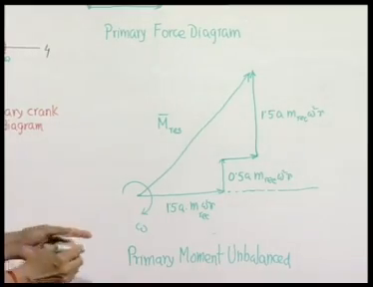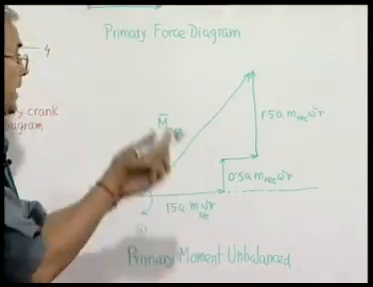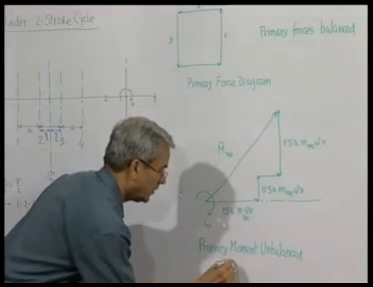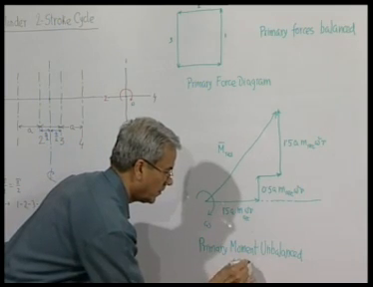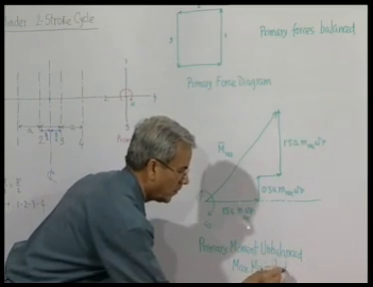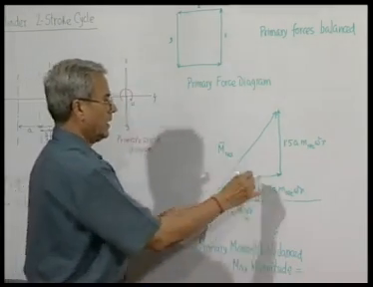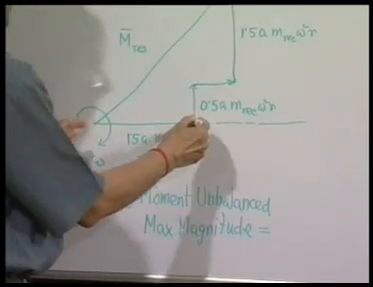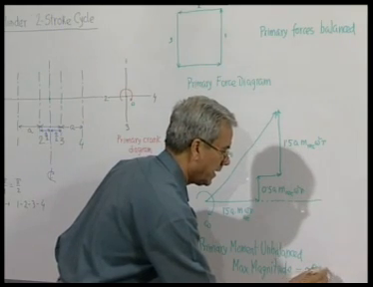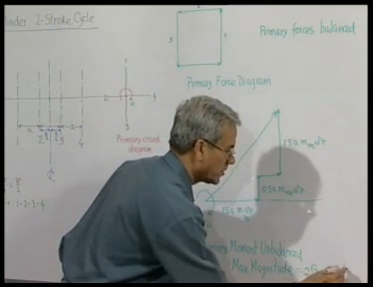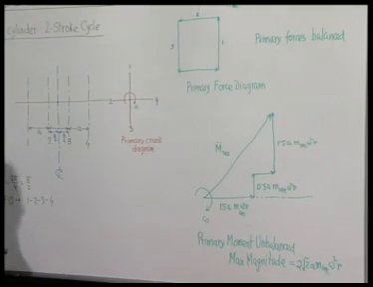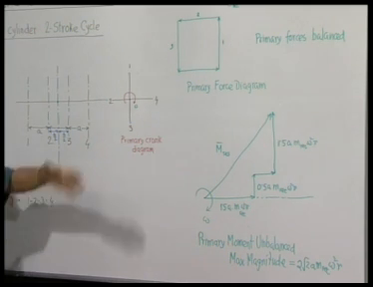and since it is unbalanced, it will fluctuate. Maximum magnitude is generally indicated by the maximum value, and that is equal to this, which you can easily find out. This is 1.5, 0.5, so 0.2. So, it is 2 root 2 a m reciprocating omega square r. This is the maximum magnitude of the primary moment. Now, this is the primary.